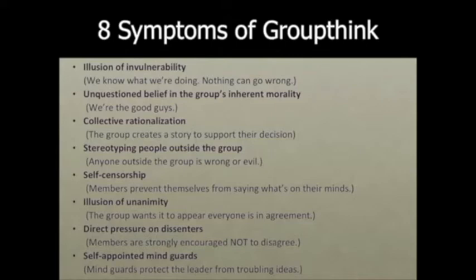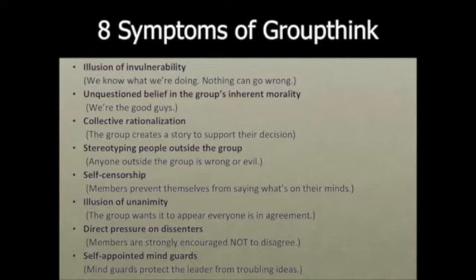Number 3, collective rationalization. The group creates a story to support their decision. So often you get this false narrative that supports the group's go-to action plan. Number 4, stereotyping people outside the group. In other words, painting others as evil. It happens all the time in politics and everything else. So anyone outside the group is viewed or couched as wrong or evil. And again, you see a lot of that in politics.